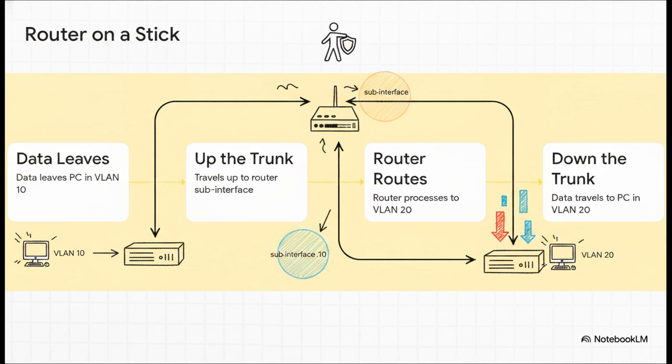Data from sales travels up the trunk to the router, processes it through those virtual interfaces, and then safely routes it back down the trunk to HR. It saves physical ports and keeps routing beautifully organized.